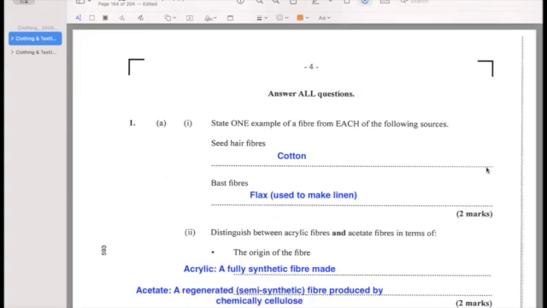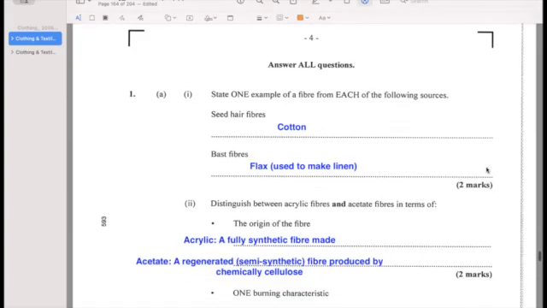Seed hair fiber, and your answer will be cotton. The next one, bast fibers, and that is flax, and these are used to make linen. 2 marks for those examples that they ask you for.